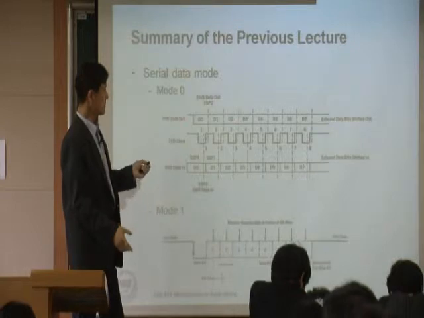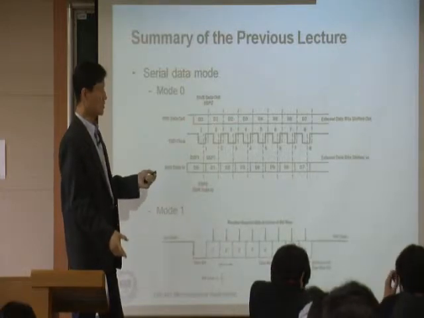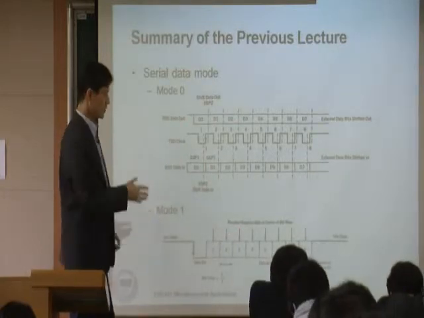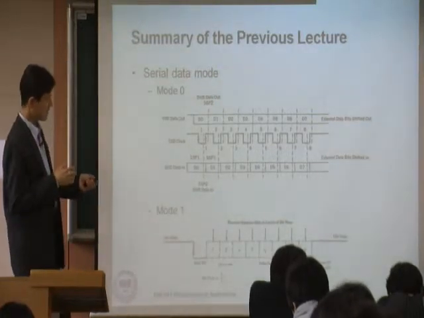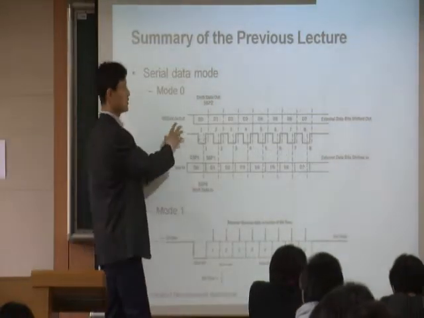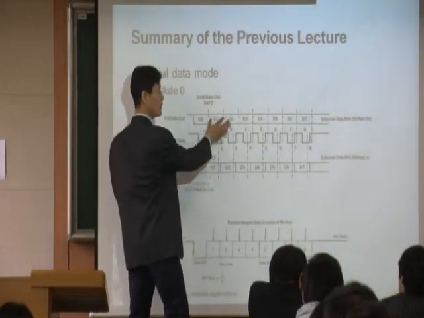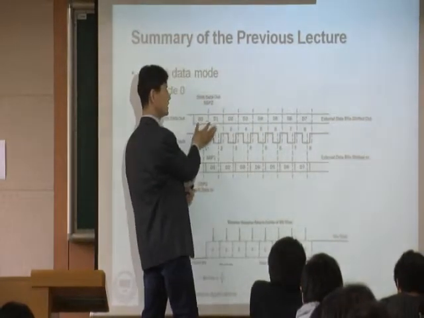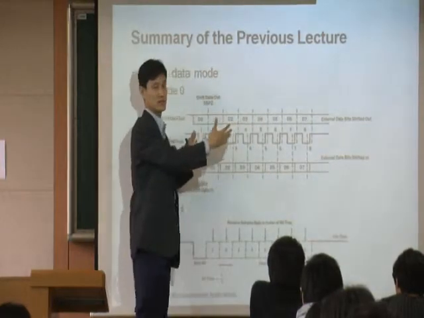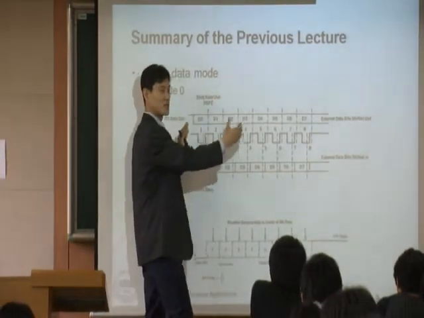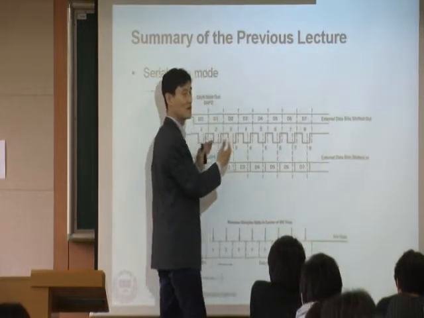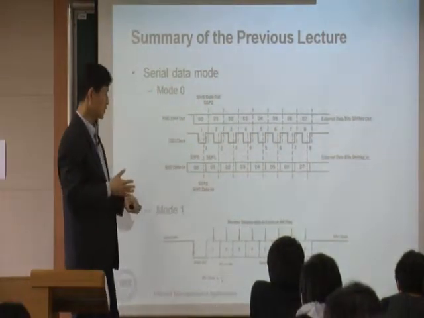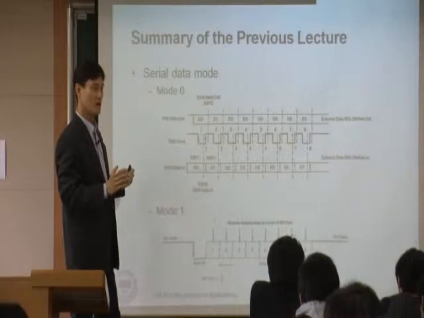When you compare this snapshot of mode 0 and mode 1, we see a little bit of difference. The difference is that in mode 0, when you transmit 8 bits, we have only 8 bits, from D0 to D7. You only transmit the 8 bits of data, because we have a clock. However, in mode 1, we have no clock.